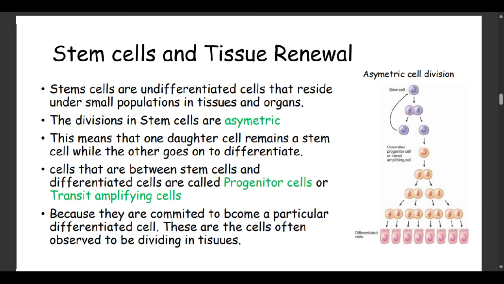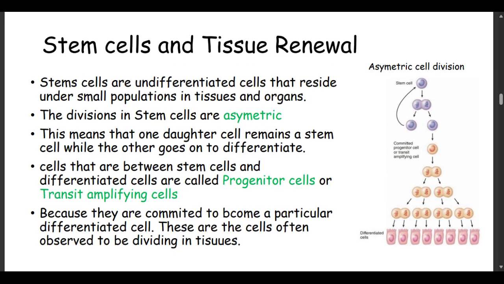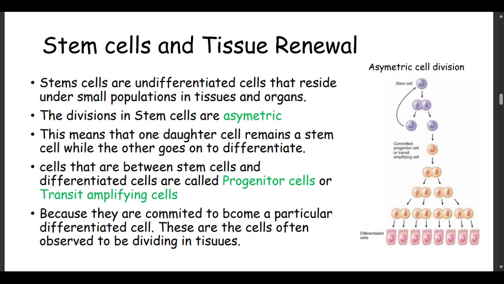Okay, so before we go into cellular division, there's what is known as stem cells and tissue renewal. Stem cells are undifferentiated cells that reside in small populations in tissues and organs. The reason why this knowledge is important is because that's where we have the new cells that are going to be dividing and replacing cells that are dying. So they're going to be originating from stem cells that help in tissue renewal. So cell division that helps in tissue renewal needs stem cells.